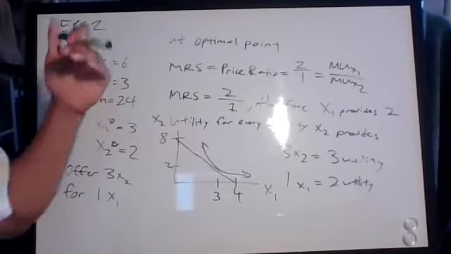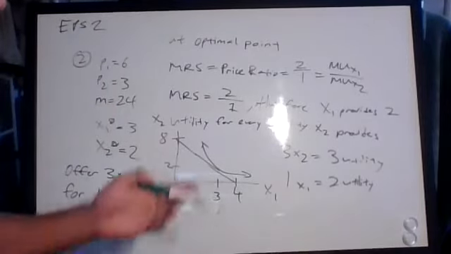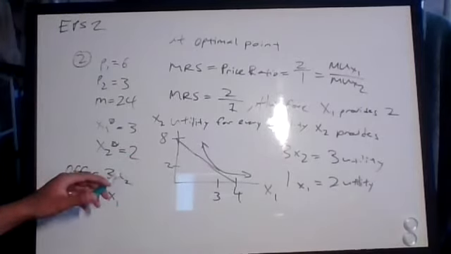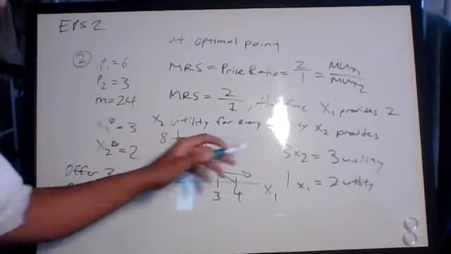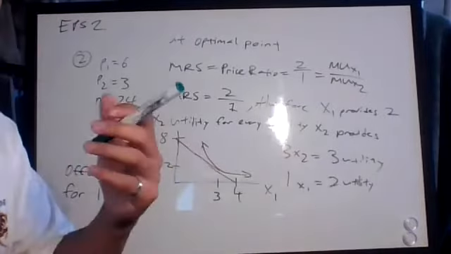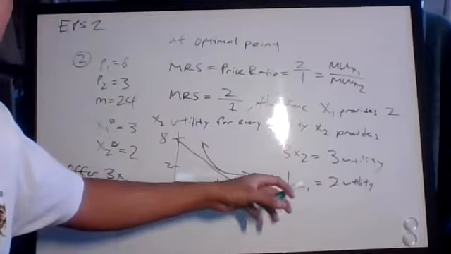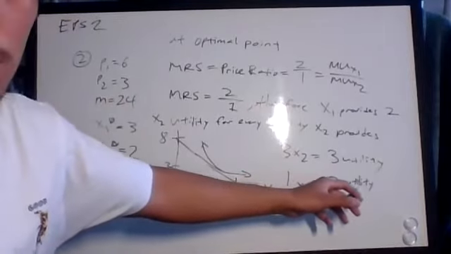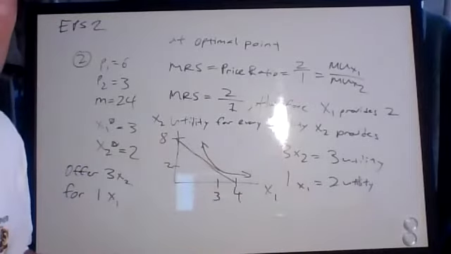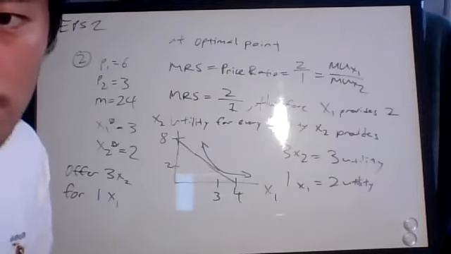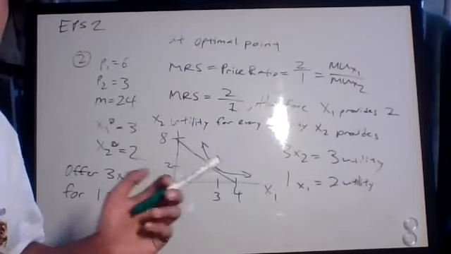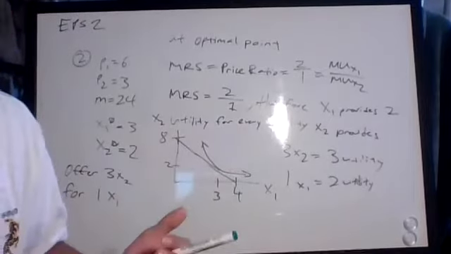Going through with this thinking, if I were to offer this person 3 units of good 2, that'll provide them with 3 times 1 equals 3 utility. They would have to give up 1x1, so they would be decreasing by 2 utility. But the net effect of this trade is that they're up 1 utility. Yeah, J Caesar, the price ratio at the optimal point is equal to the ratio of the marginal utilities, which is just our MRS.